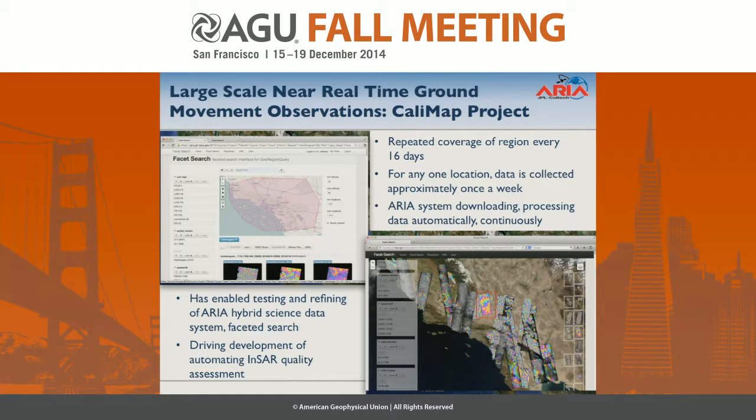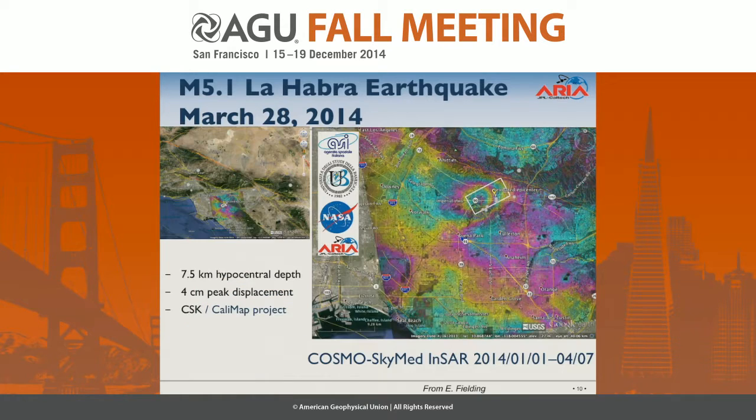We've had to burst out to the cloud in order to do some reprocessing as we're testing different InSAR processing strategies. And it's also driving the development of the need for automated InSAR quality assessment. Typically people have been using InSAR data in a quantity that they can, within their own research group, do the quality assessment. But this is too large of a data set to really do by hand.